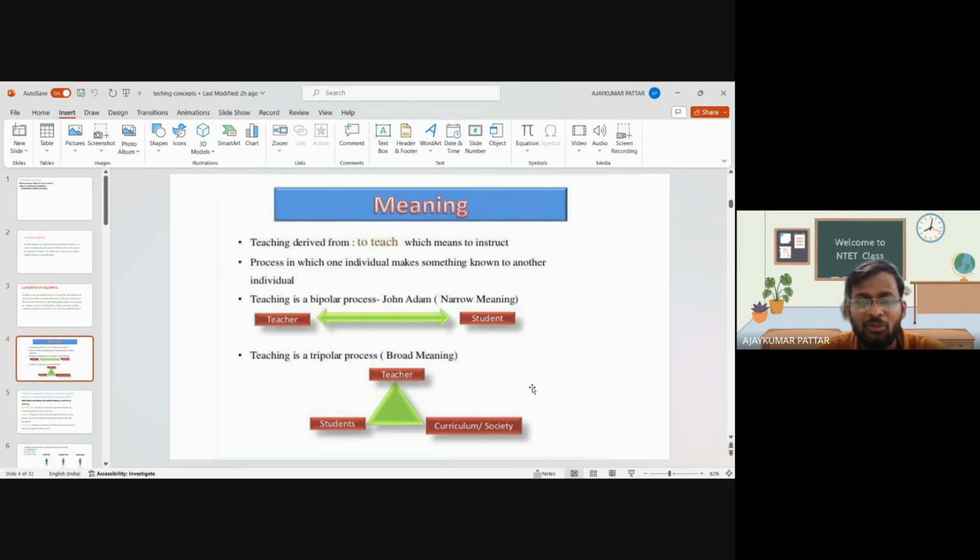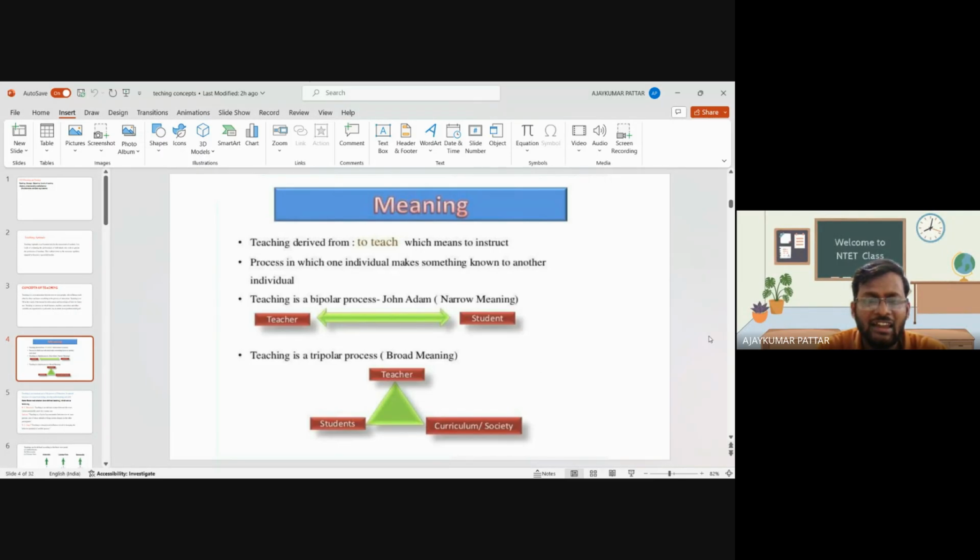So what is a bipolar process? According to John Adams, in the narrow meaning, teaching has two poles. One is the teacher, another one is the student. So in the narrow meaning, John Adams called teaching a bipolar process, where the teacher is one pole and the student is the other pole. This is the bipolar process in the narrow meaning defined by John Adams. Then after that, in the broader sense, they have understood that not only two poles are there.